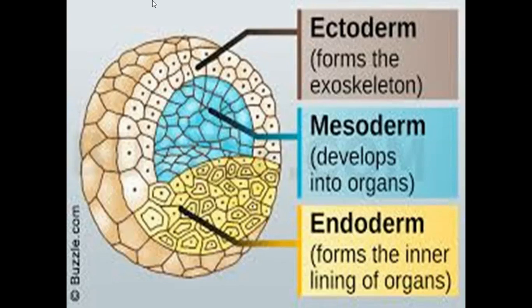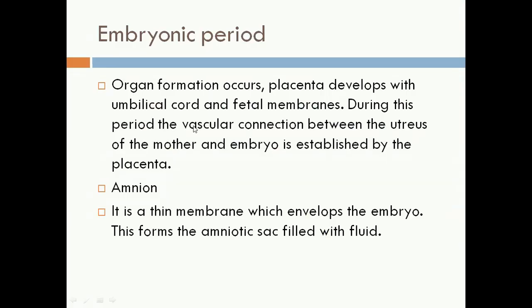This is the image that shows you the three-layered stage, the trilaminar germ disc: ectoderm, mesoderm, and endoderm. In the embryonic period, organ formation occurs and the placenta develops with the umbilical cord and fetal membranes. During this period, the vascular connection between the uterus of the mother and the embryo is established by the placenta. Till the germinal period, we only saw the three-layer differentiation. Now, once the embryonic period is reached, we will see the development of the placenta.